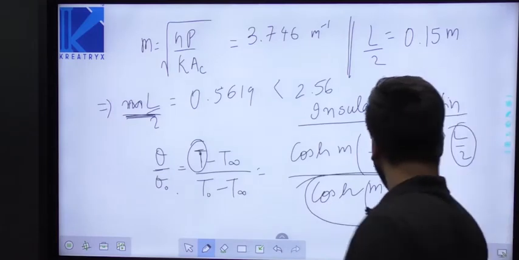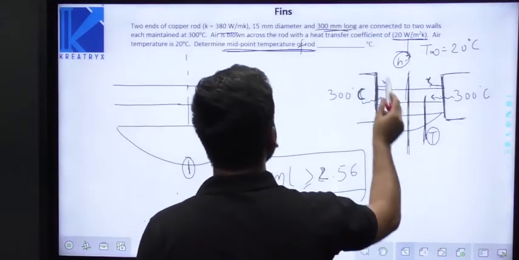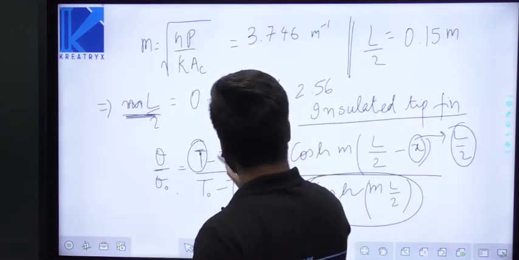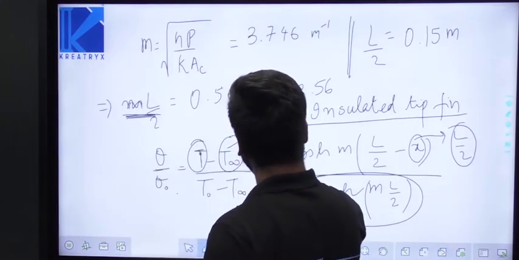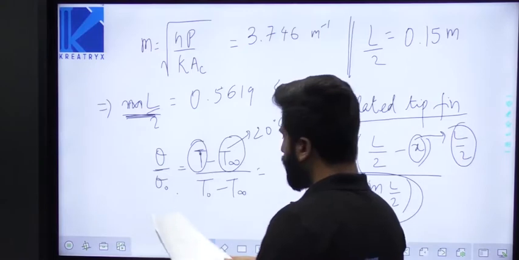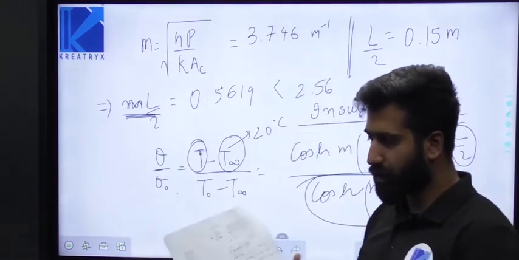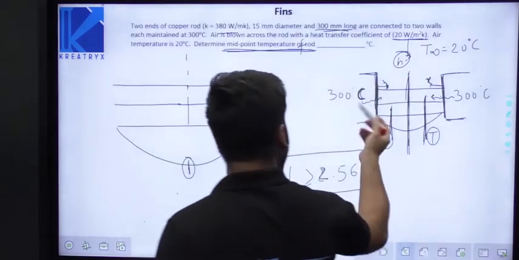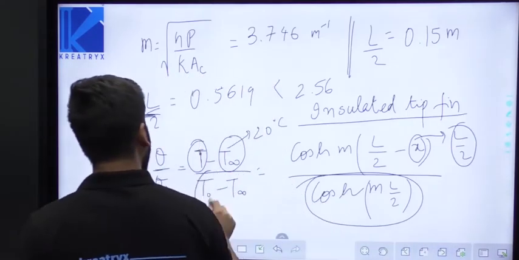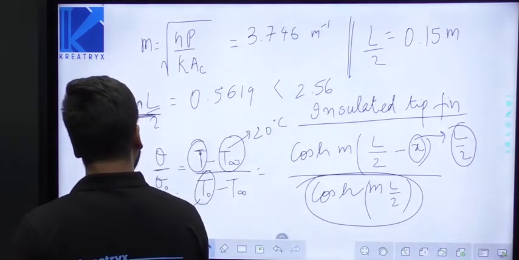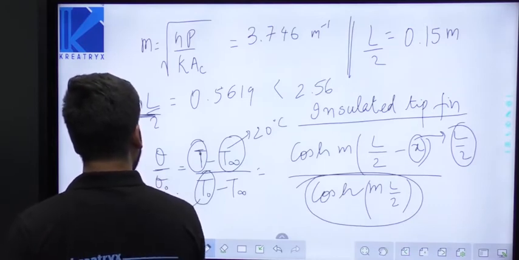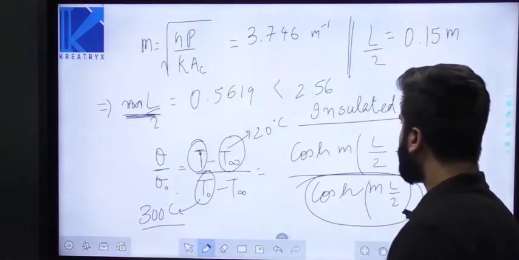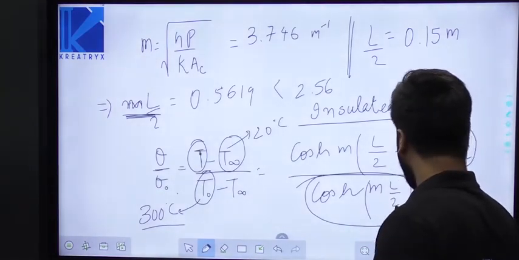T infinity is what? T infinity is the ambient temperature, which is 20 degrees Celsius. And what is the root temperature? The root temperature is 300 degrees Celsius, because the walls are maintained at 300 degrees Celsius. So this you also know. Everything you have with you, you can find T.